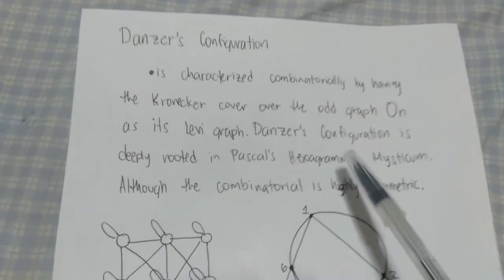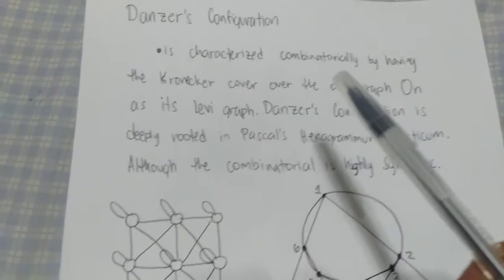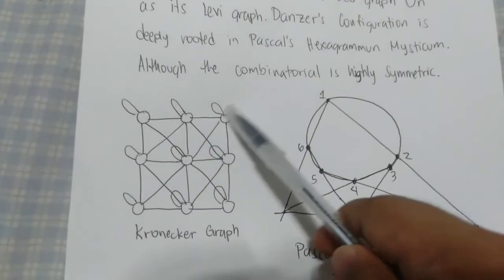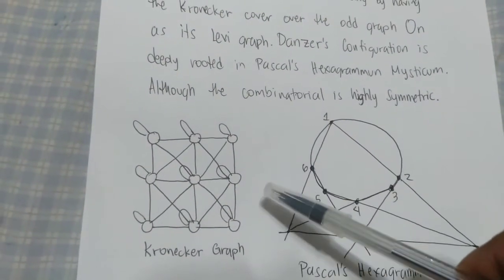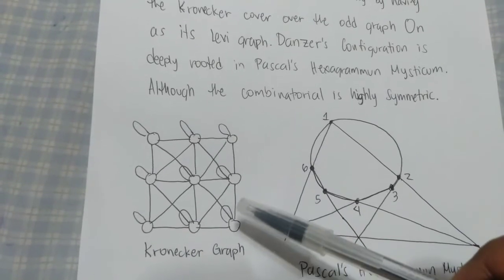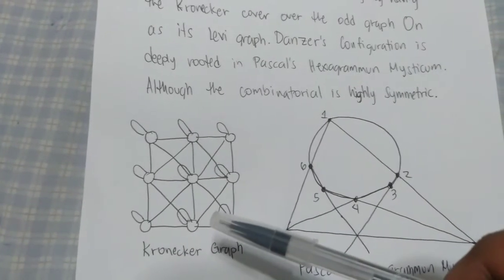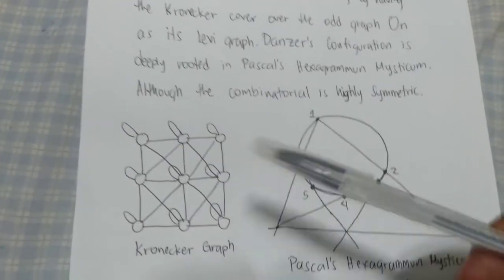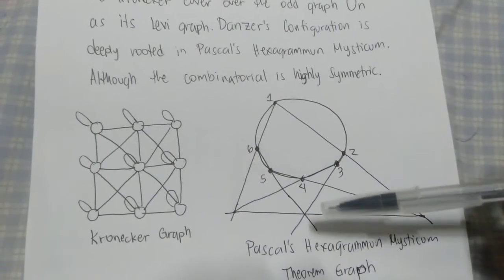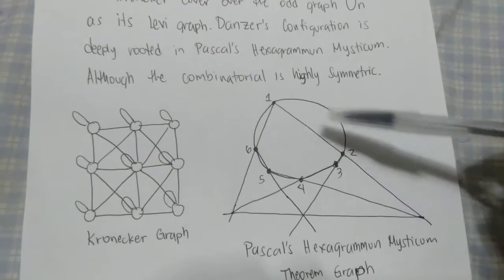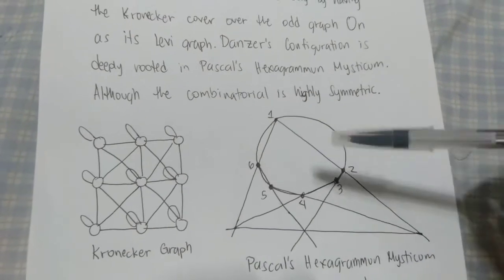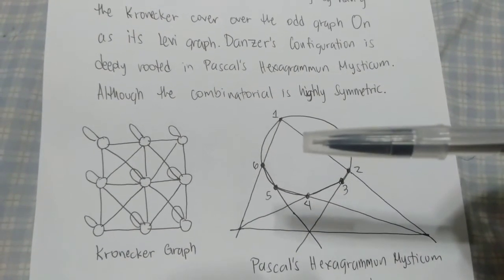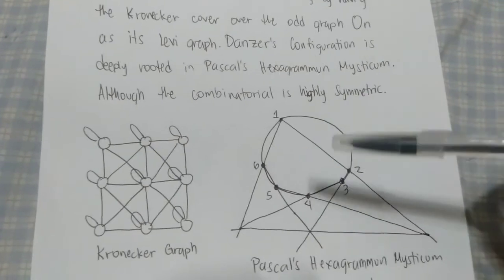So let's look at the examples of the Kronecker graph. This is the Kronecker graph, which is usually used in science subjects like chemistry, biology, like DNA. Next, the Pascal hexagrammum mysticum theorem graph. This is the second graph that combines to create the Danzer configuration.